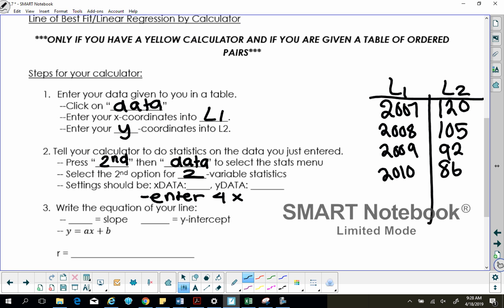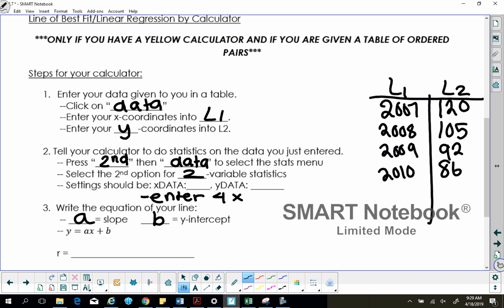So now you're scrolling all the way down. When you scroll all the way down, what does it say? There's a lowercase a that looks like this. That is your slope. The B is lowercase because there's an uppercase one. The lowercase a and b, you have to scroll pretty far down. The A is your slope, the B is your y-intercept. When you scroll one more down, it has your R.